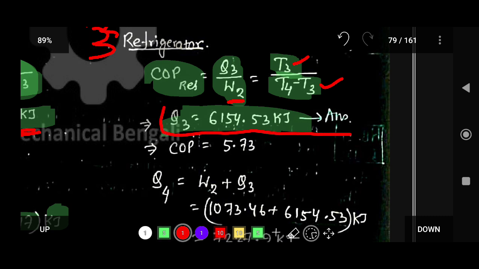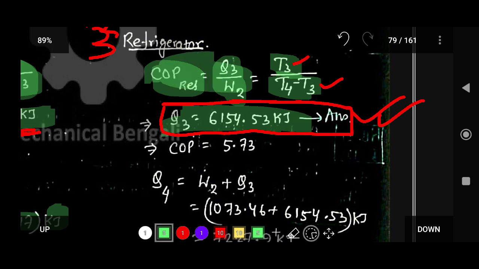So what is the cooling effect? This is our cooling effect, that is 6154.53 kilojoule. Now if you want to calculate the COP, we know the formula, that is Q3 by W2. So if you put in this value, it will be 5.73.